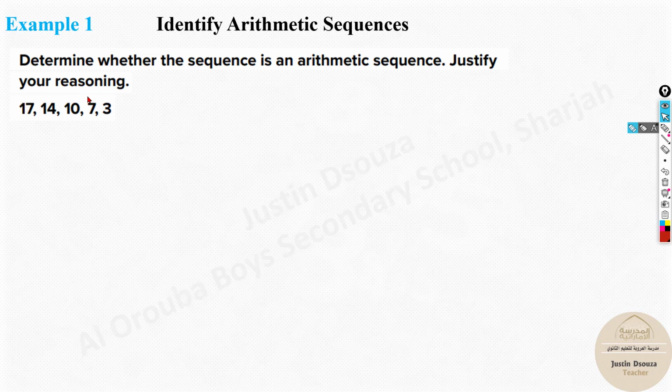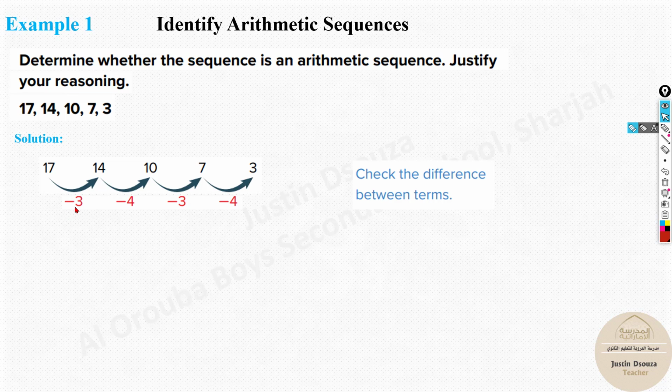Now you can see over here we have to determine whether the sequence is arithmetic or not. So let's look into these numbers carefully. See what is the difference between the first ones. 17 to 14, that means 3 is subtracted. So it's -3 over here. But now you can see next term it's -4, then again -3, -4.